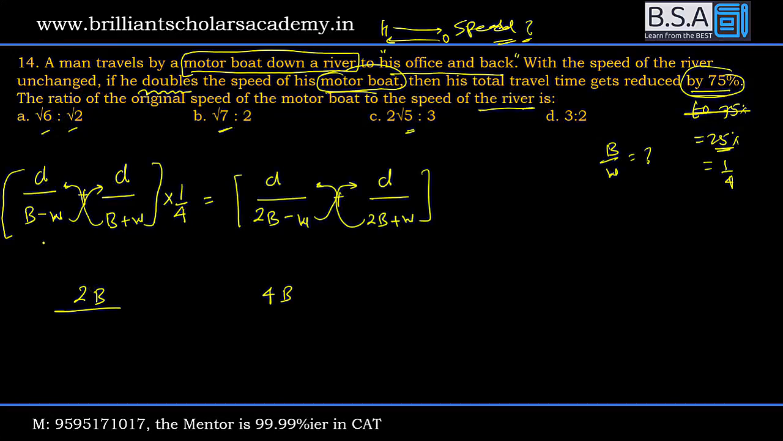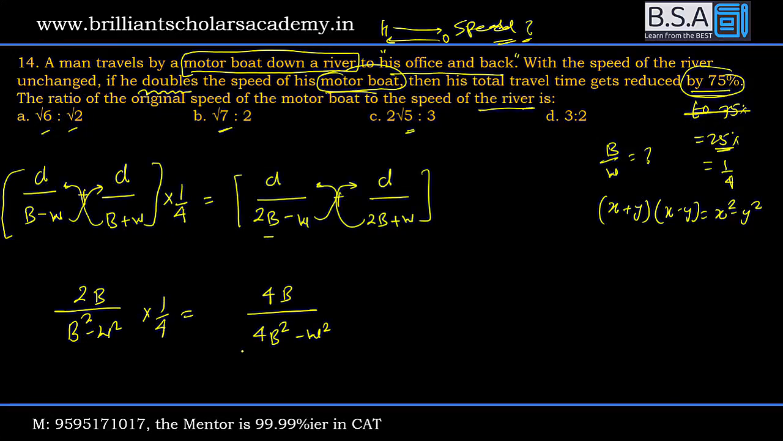What will happen to the denominator? The denominator, please look at this, is of the form x plus y into x minus y. It will turn into x square minus y square, b square minus w square. When you square this, it will be 4b square minus w square. What is missing? 1 by 4. Now this is cancelled one time, this is cancelled two times. Cross multiply the denominator. 4 into 2, 8. So please observe what happens to the right side: 8b square minus 8w square.